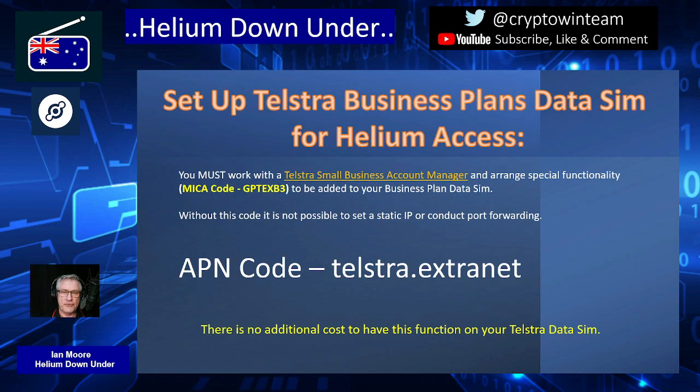So when you go through the process, what we're looking at on the screen at the moment is obviously Telstra. Once you have gone through the process with the small business account manager and they have applied the code, which once again was GPTEXB3, they've added it to your data SIM, and that will enable you to run your hotspot in an unrelayed state. Once you have applied the APN code, and here it is for Telstra, it is always the same as far as I'm aware for all Telstra accounts, but please do always verify this with tech support or the business account manager before you take it as gospel.